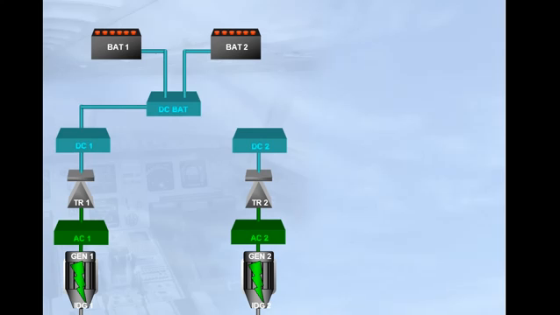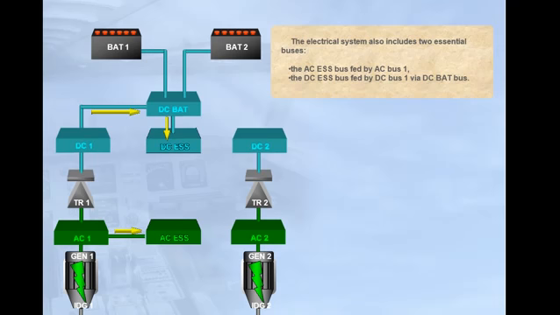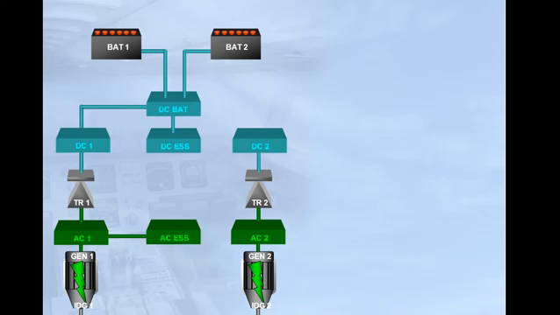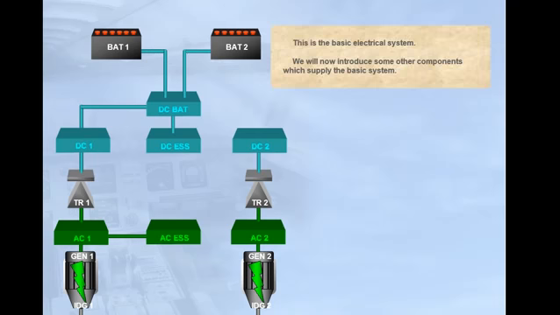The electrical system also includes two essential buses. The AC essential bus, fed by AC bus 1, the DC essential bus, fed by DC bus 1 via DC BAT bus. This is the basic electrical system. We will now introduce some other components which supply the basic system.